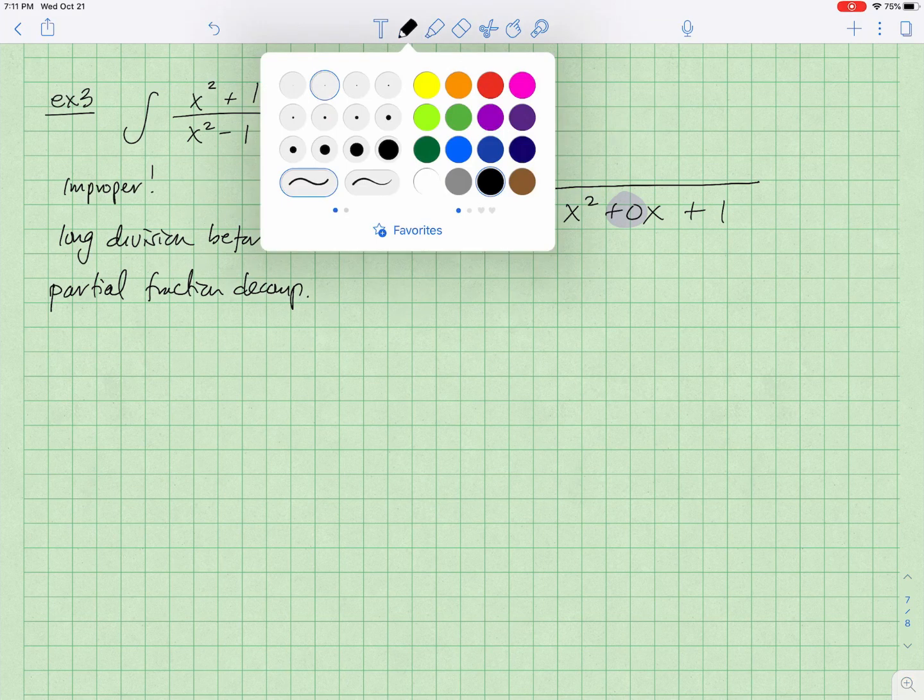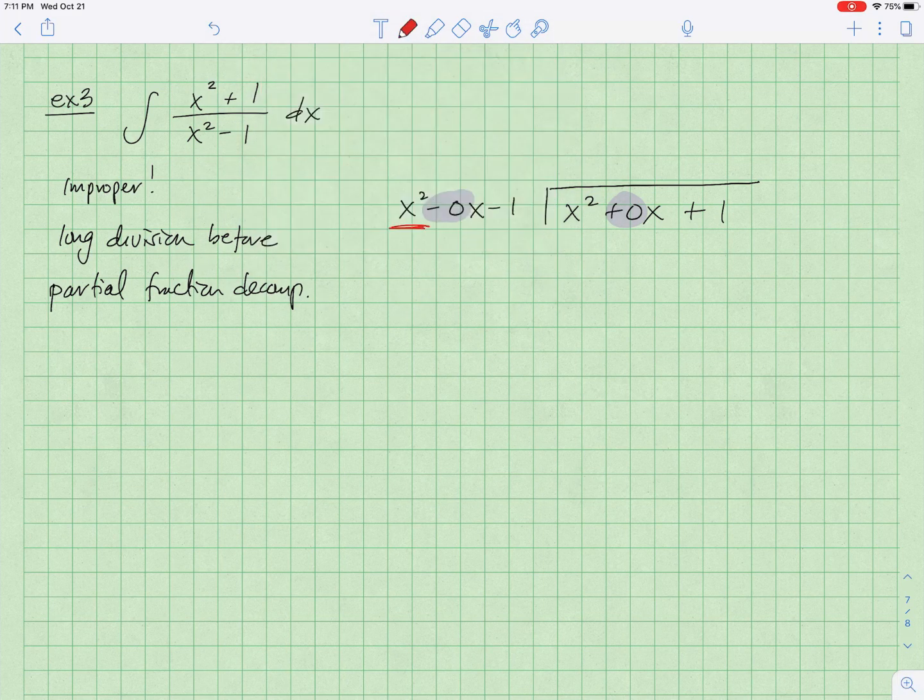And then we need to multiply the leading term of our divisor by whatever is necessary to turn it into the leading term of our dividend there. And so x squared times what equals x squared? Well, that's 1. 1 times x squared minus 0x minus 1, parentheses, subtract. Students forget the parentheses and then mess up the sign. Be careful. That's 1 minus a negative 1, which is 2.